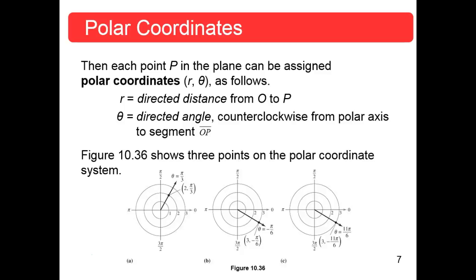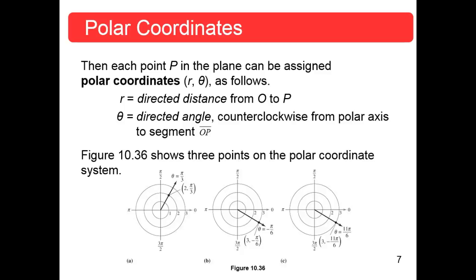Now, here's the problem with polar coordinates. In rectangular coordinates, that point has one and only one xy value. All you got. This point right here, you could have said that is (3, 11 pi sixths). A different theta value for the same point. Same r value, different theta value.